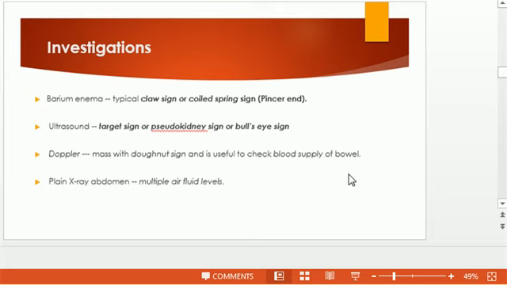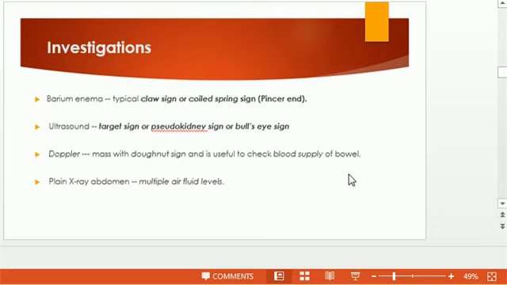So, if we talk about the investigations which are done for intussusception, a plain abdominal film X-ray usually reveals evidence of a small or large bowel obstruction with an absent cecal gas shadow. So, if you do a plain X-ray abdomen in these patients, there will be evidence of small or large bowel obstruction, and there will be an absent cecal gas shadow. Normally, when we do a plain X-ray abdomen, we can see a gas shadow in the right iliac fossa, and we usually call this gas in the cecum.